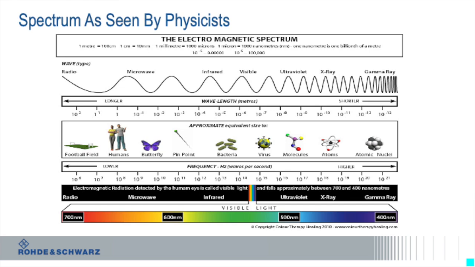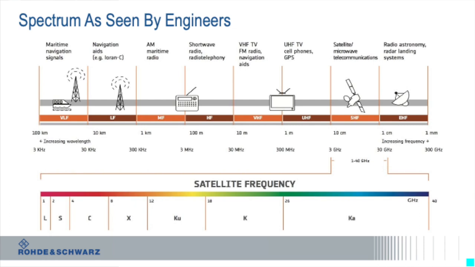Okay, we're obviously mostly engineers or engineering technicians. So rather than the physics of it, you want to talk about what you're going to do with it, right? Some of the lower frequencies, we're going to talk about maritime navigation, that's shipboard type navigation, ship to shore. Then AM radio. Maritime radio actually uses AM radio. Then we go up in frequency. You'll see more familiar things, VHF TV, UHF TV. I mentioned these before, satellite, microwave telecommunications, and this is where this breaks down.